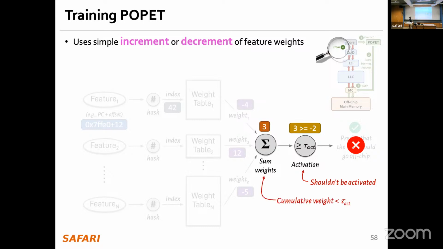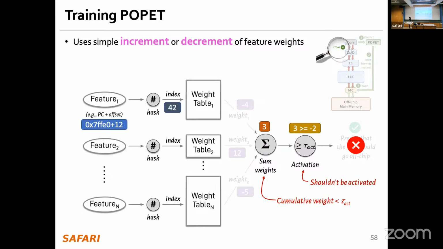So you take a step back. If your cumulative weight was lower than the activation threshold, it would not have activated, so let's reduce the weights back. What would you do in this case? You again use the same features that you used at the time of making the prediction, look up into these weight tables, and each individual weight you're just going to decrement. Why? Because that's the direction that we have to go.